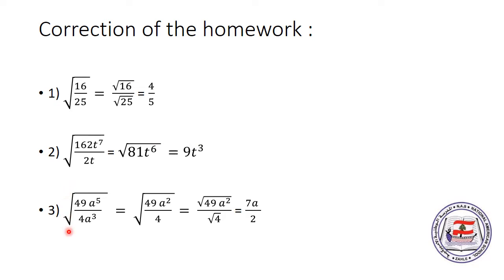The square root of 49a^5 over 4a cubed: the integers cannot be simplified, so we can reduce the fraction into radical 49a squared over 4. Radical of the numerator gives 7a, since 49 is a perfect square of 7. Square root of 4 gives 2.